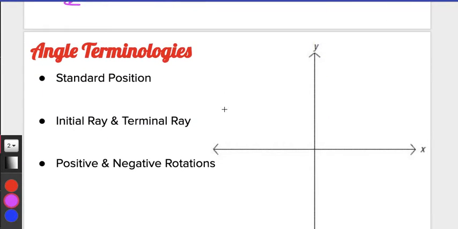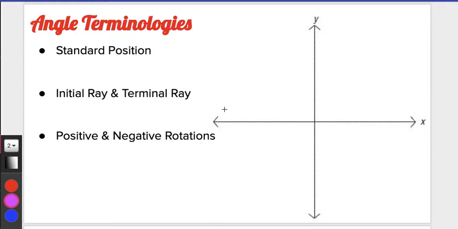In this video, we are going to look at three terminologies. The first one is called standard position. The other one is initial ray and terminal ray. The last part, we are going to define what type of angle is a positive angle and what type is a negative angle. In geometry, we rarely talk about negative angles, because when we define shapes there's no way we touch on negative angles. But since we're going to talk about functions, we are going to touch on positive and negative angles.